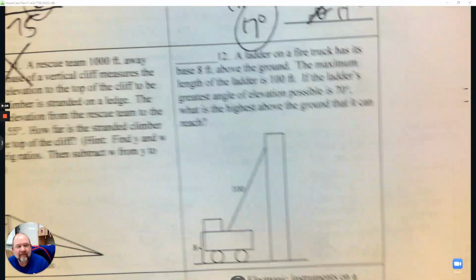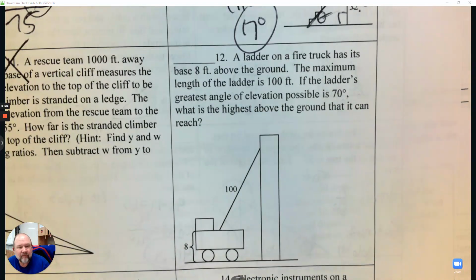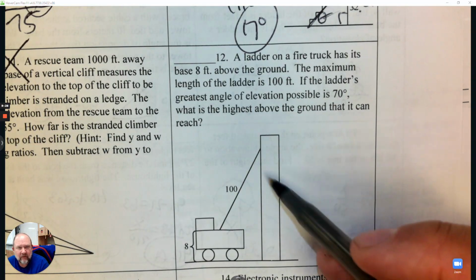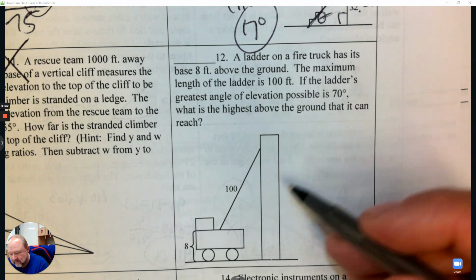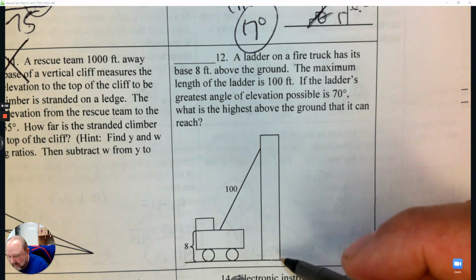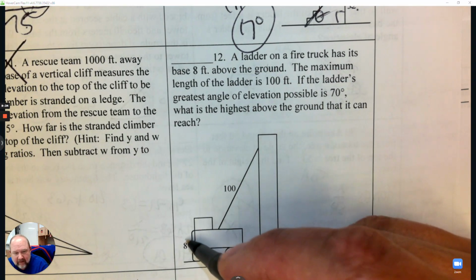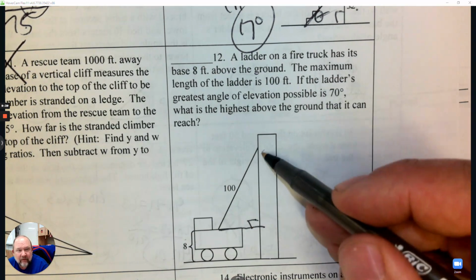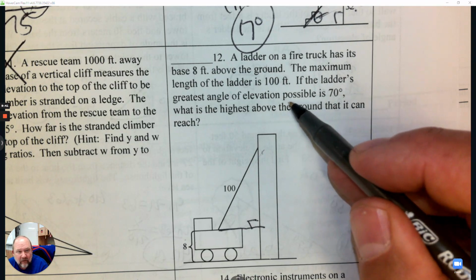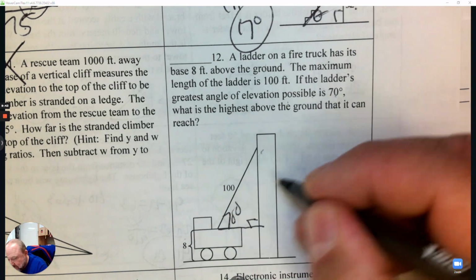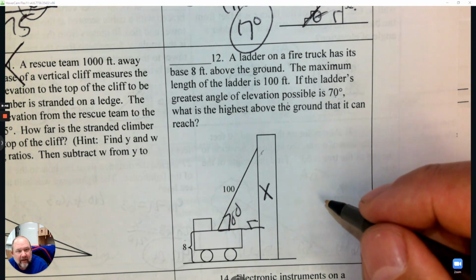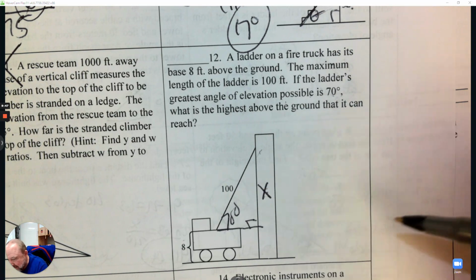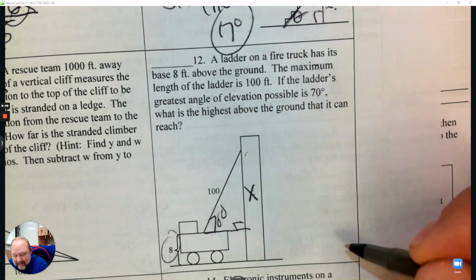All right, I won't make you do number 11. A ladder, we can do this one. A ladder on a fire truck has its base 8 meters above the ground. So you can see where the 8 is. We're going to make a right triangle right here. The ladder's 100 feet. The ladder's greatest angle of elevation is 70. So how far up the building? The highest above can it be? So this x there is what we're looking for. And then we're going to add 8 at the end.